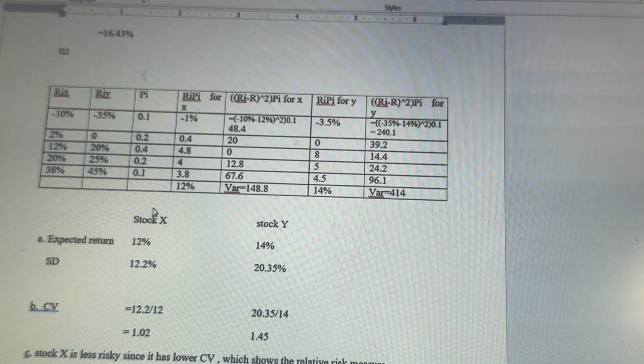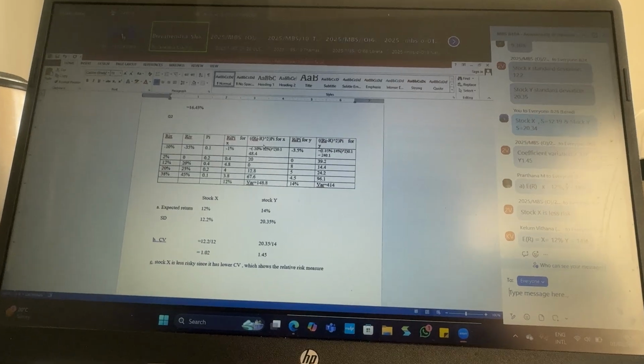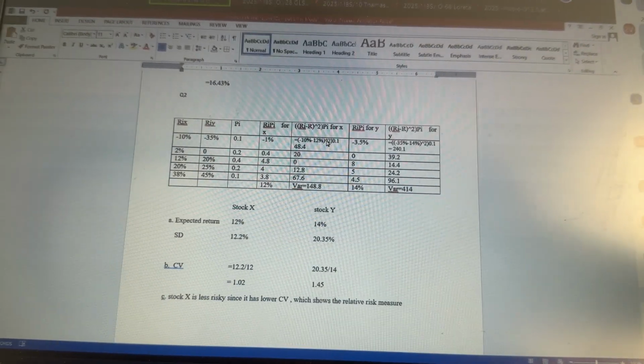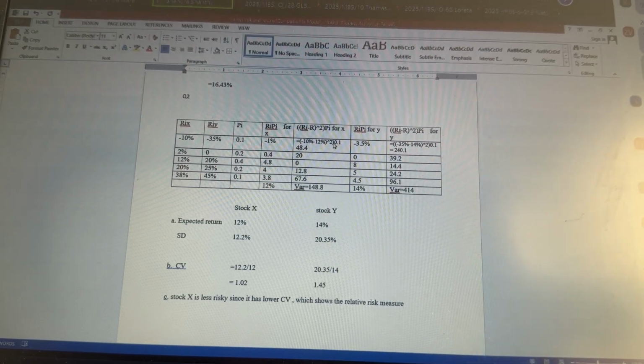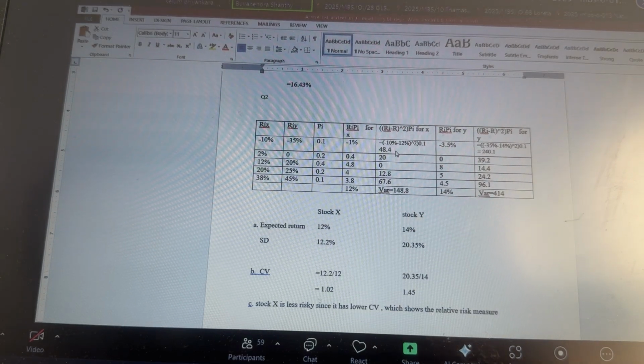Adding everything here, you have to be careful always. This is a minus return, so you need to deduct this 1%. Then your expected return becomes 12% for stock X. If we consider that 12% as the expected return, then we need to find the variance and standard deviation. First is minus 10 minus 12 percentage, power 2, probability 0.1. So the variance comes as 48.4.